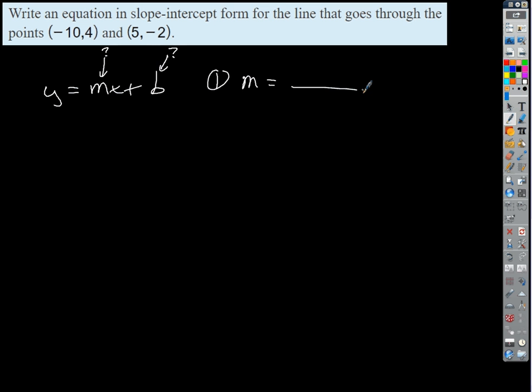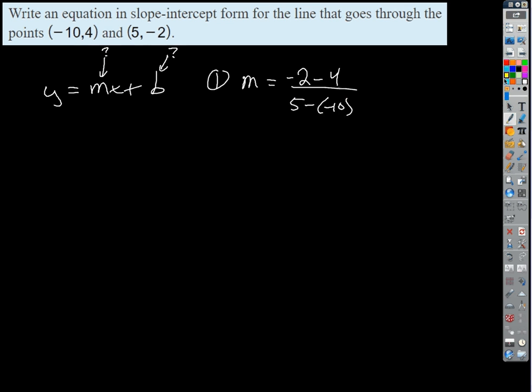So what are we going to subtract on the top? Negative 2 minus 4. Okay, I could do negative 2 minus 4, so that y value minus that y value. If I do it that way, what has to be on the bottom? 5 minus negative 10. Good.